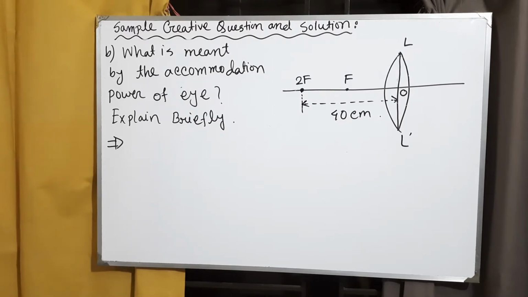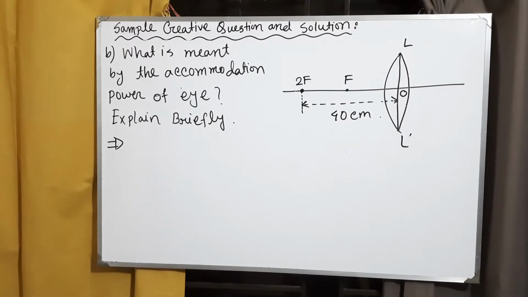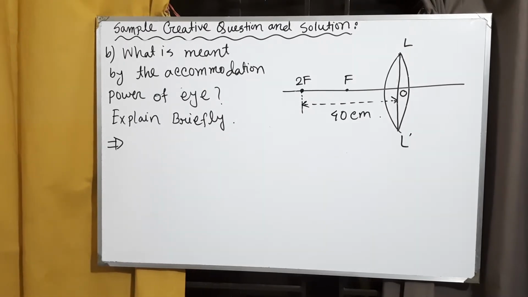Our question B is, what is meant by the accommodation power of eye? The answer is, the power of the eye to adjust its focal length to see objects of any distance is known as accommodation of eye. I repeat it again: the power of the eye to adjust its focal length to see objects of any distance is known as accommodation of eye.